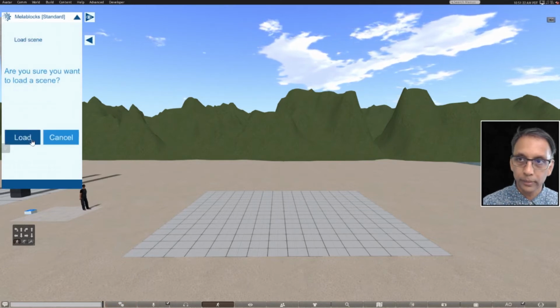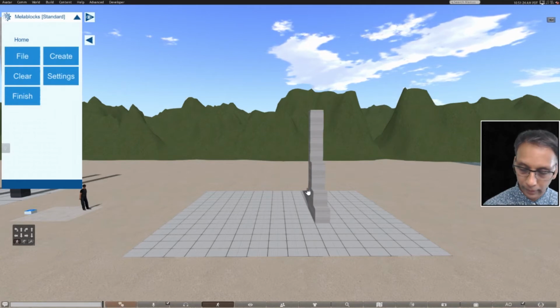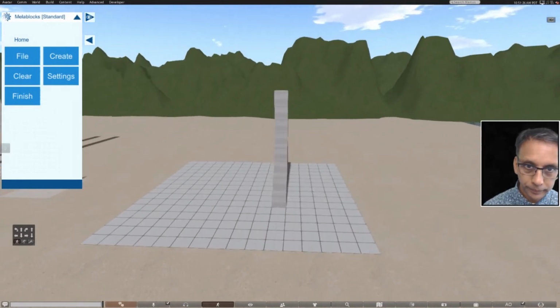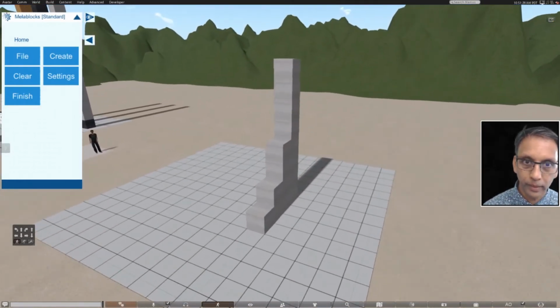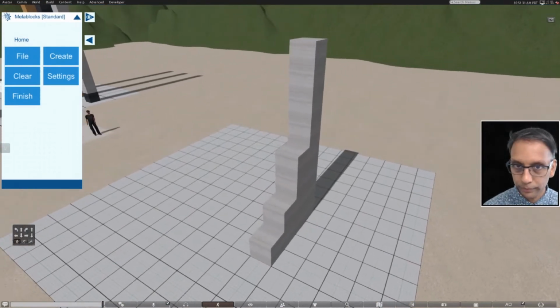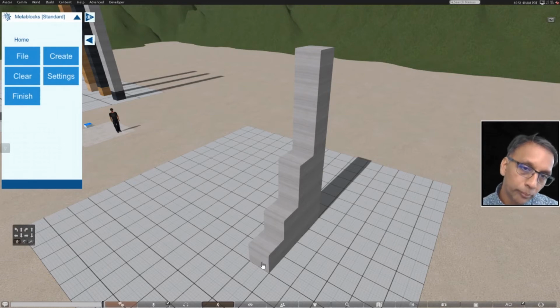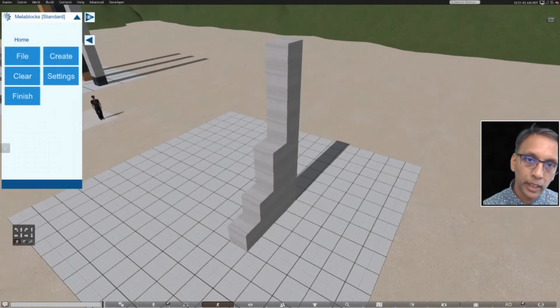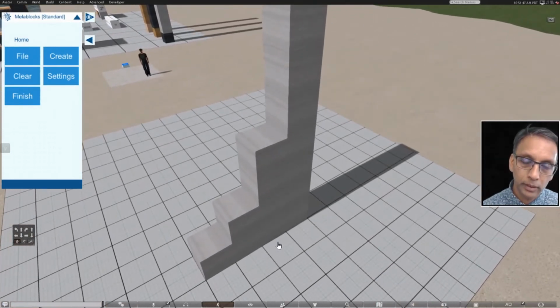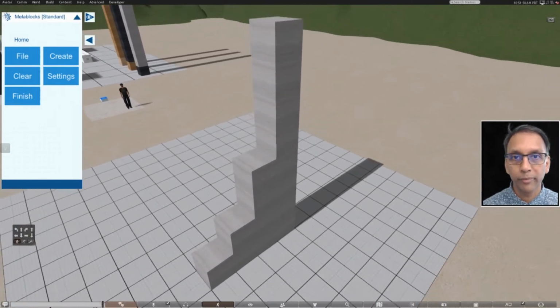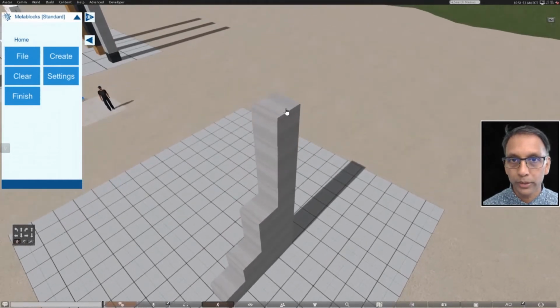So I'm going to load the next frame, and here it is. So now we don't have the house, we only have the blocks. And what I have done, I've placed one block here on the first square, 2 blocks on the second square, 4 blocks on the third square, and 8 blocks on the fourth square.